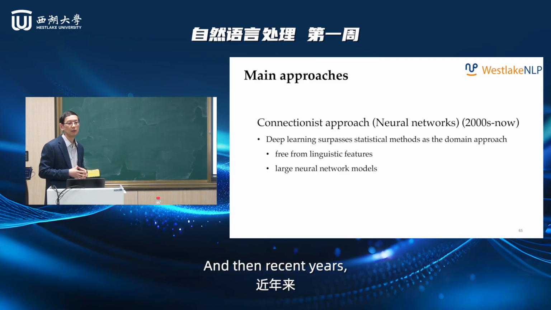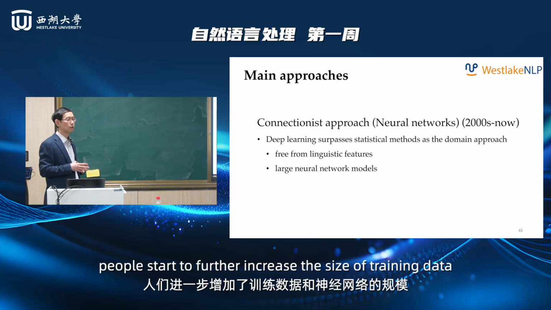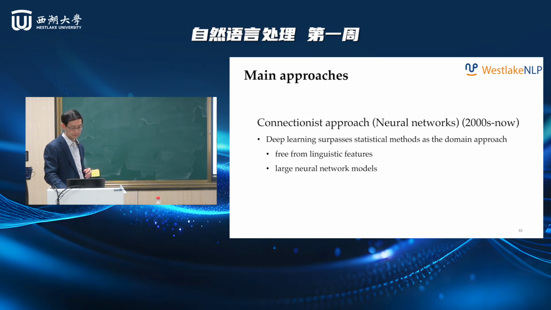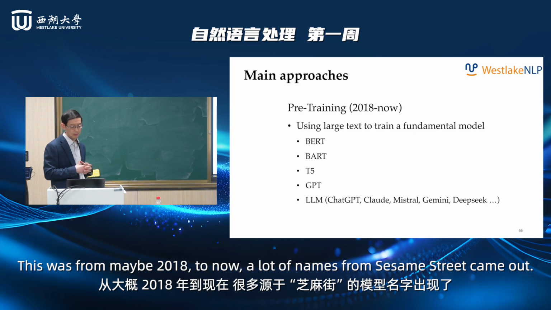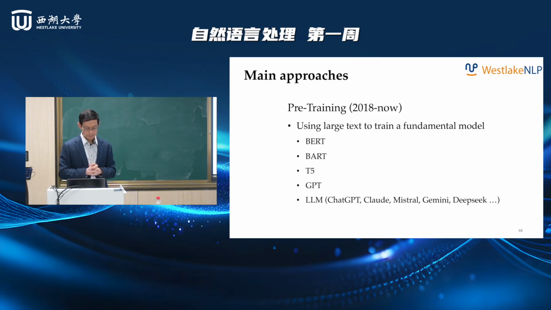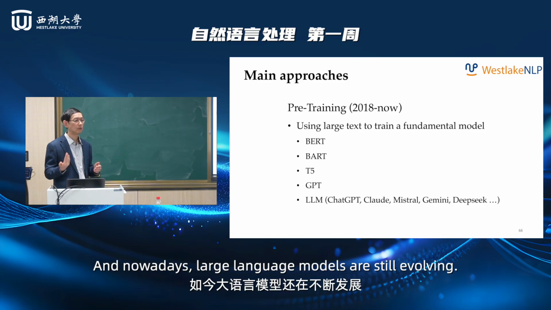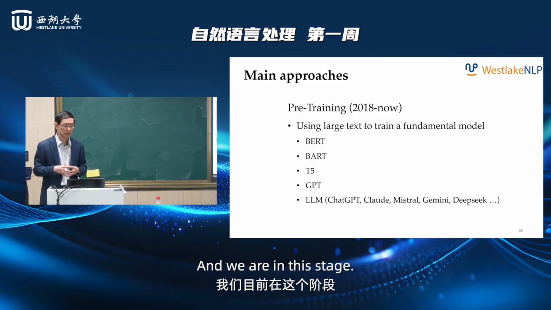And then in recent years, people started to further increase the size of training data and the size of the neural networks, and then they built large language models. This was from maybe 2018 to now, okay? A lot of names from Sesame Street came out. BERT was one famous model, and then GPT came out, and then at the end of 2022, ChatGPT caused a lot of interest. And nowadays, large language models are still evolving, and we're in this stage.